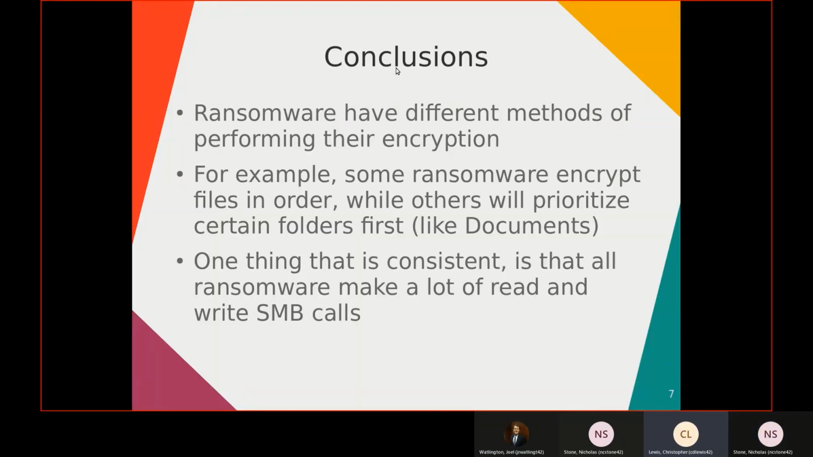After running the type of code that Chris showed earlier, we were able to observe different patterns that ransomware have. For example, some ransomware will encrypt files in a particular order, just going from the top to the bottom, while others will prioritize certain important folders first, say the documents. One observation that was pretty consistent is that all ransomware will make a lot of read and write SMB calls. That means looking for something like this is a good way to potentially identify different kinds of ransomware.